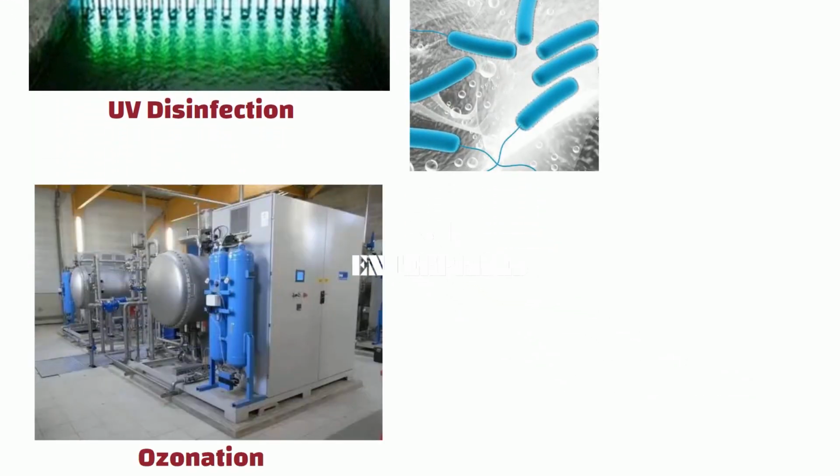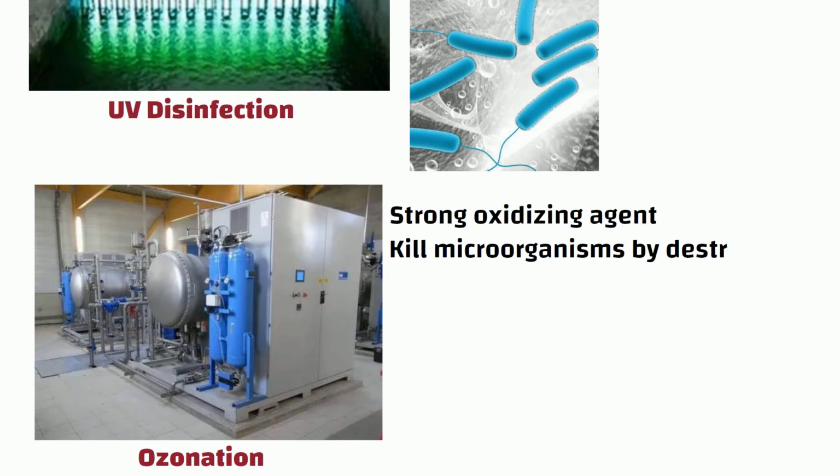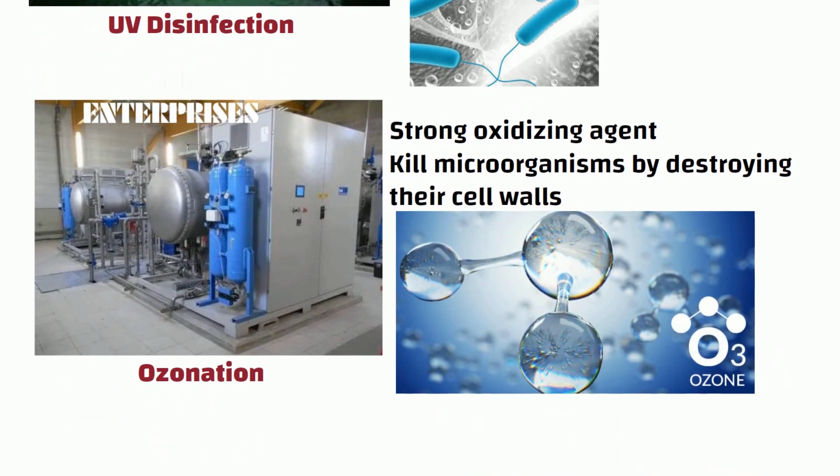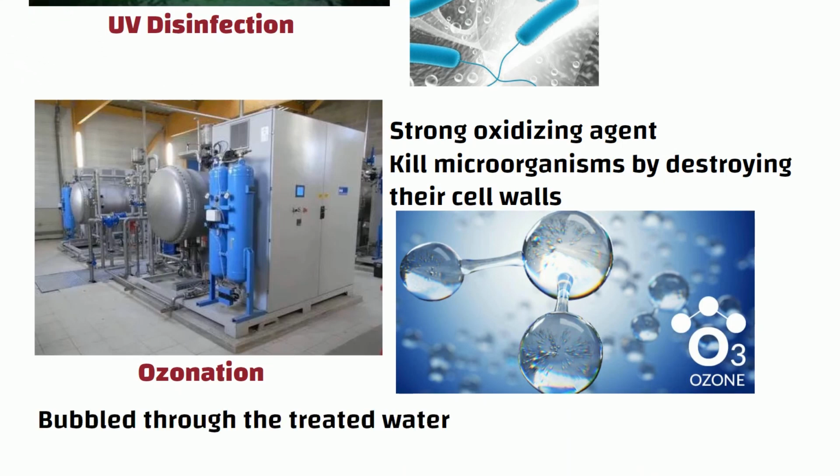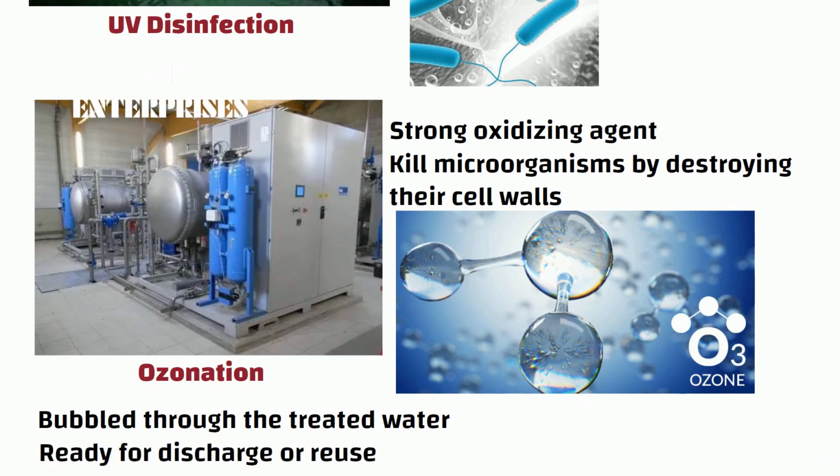Ozonation. Ozone is a strong oxidizing agent that can kill microorganisms by destroying their cell walls. In the ozonation process, ozone gas is generated on site and bubbled through the treated water. After disinfection, the treated wastewater is ready for discharge or reuse.